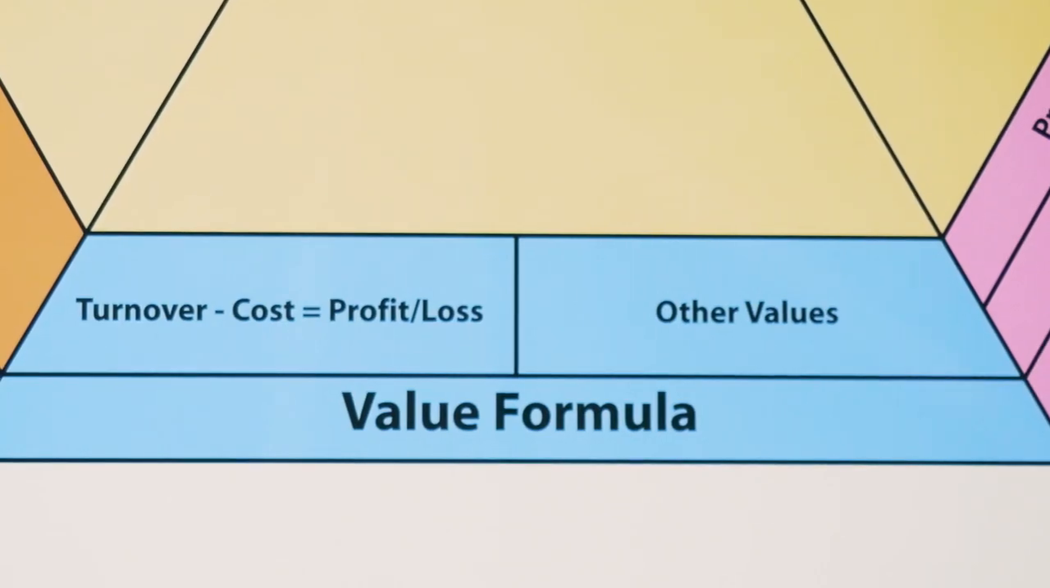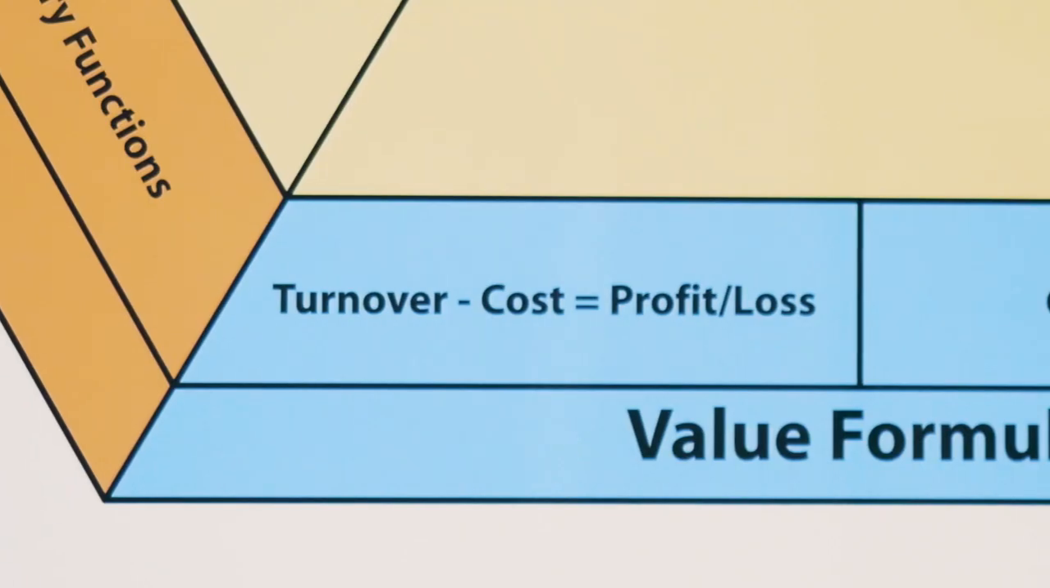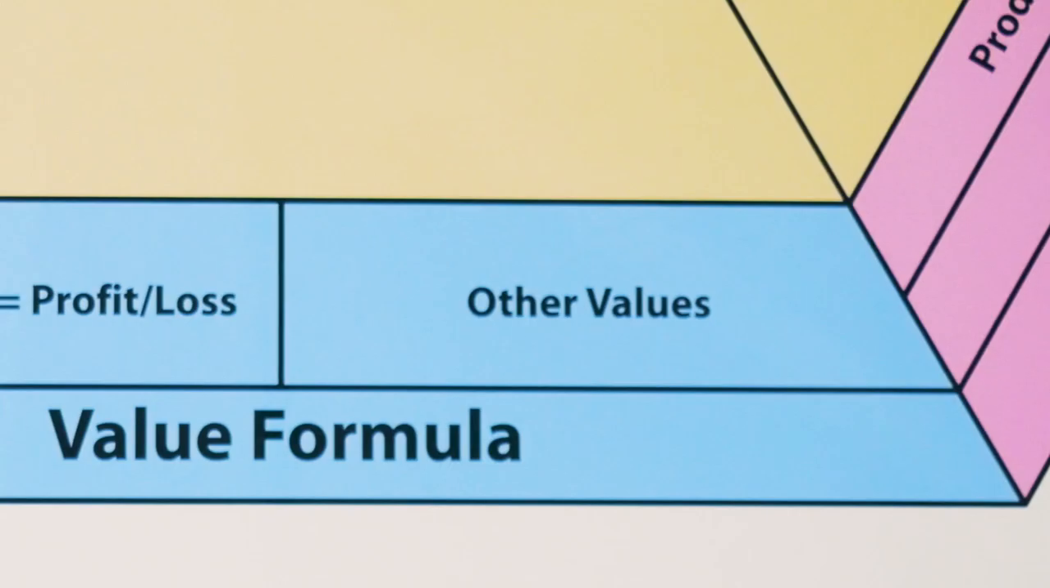Business model dimension number 6 is the value formula. This is the turnover minus cost, which equals the profit or loss, and other values, which are non-monetary values.